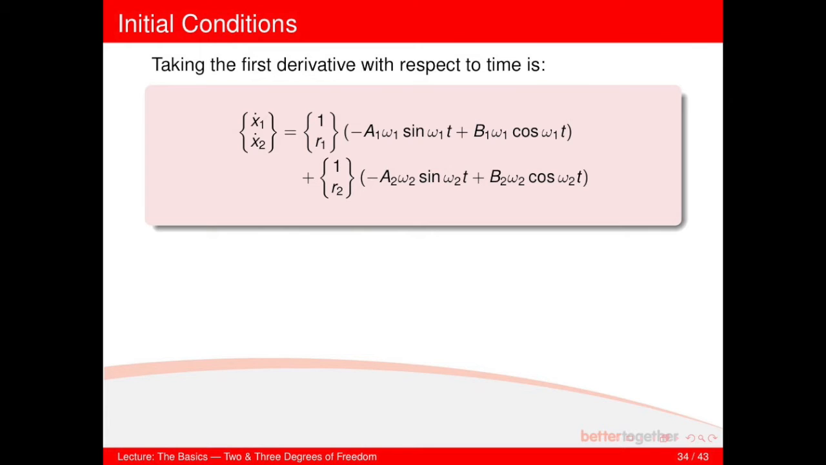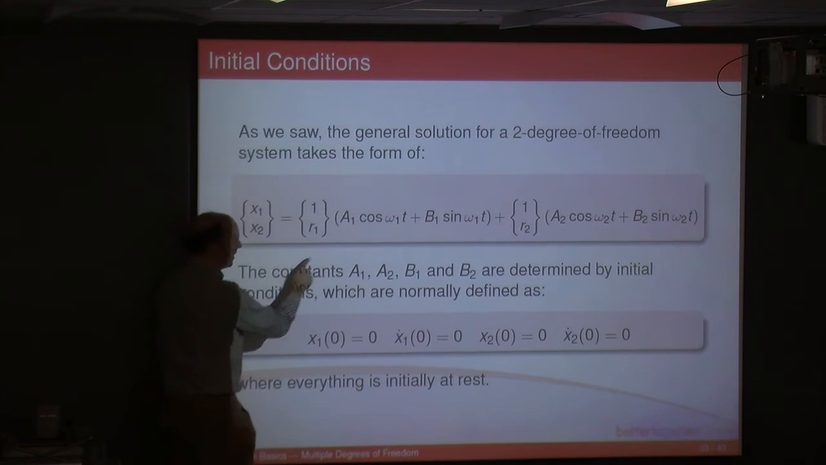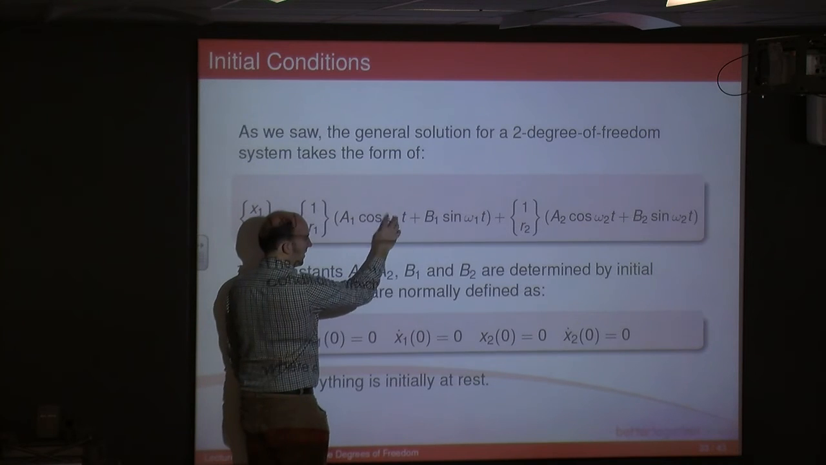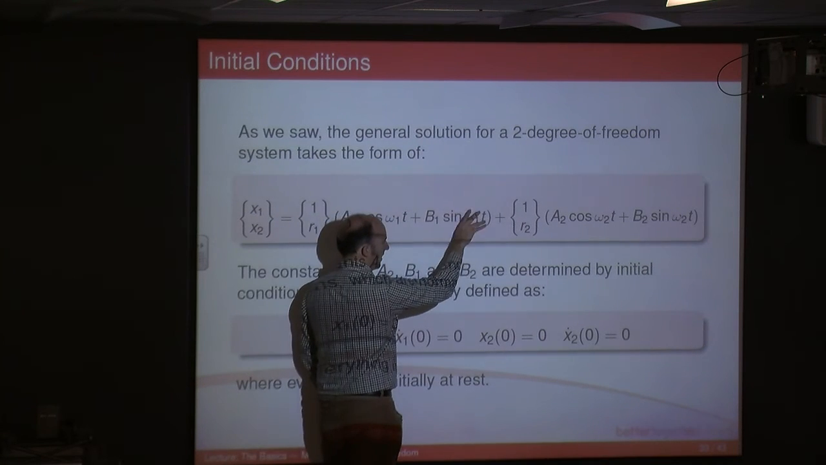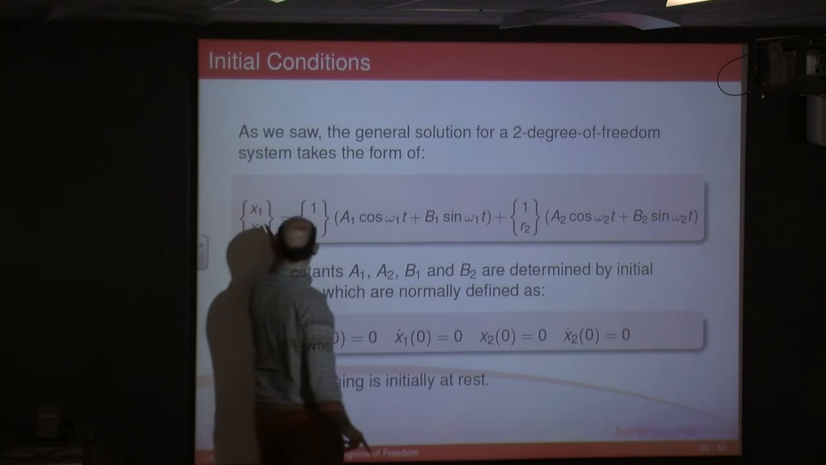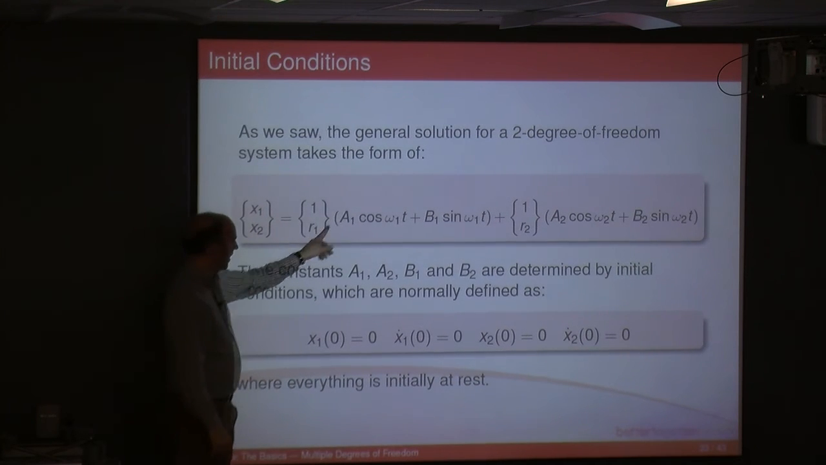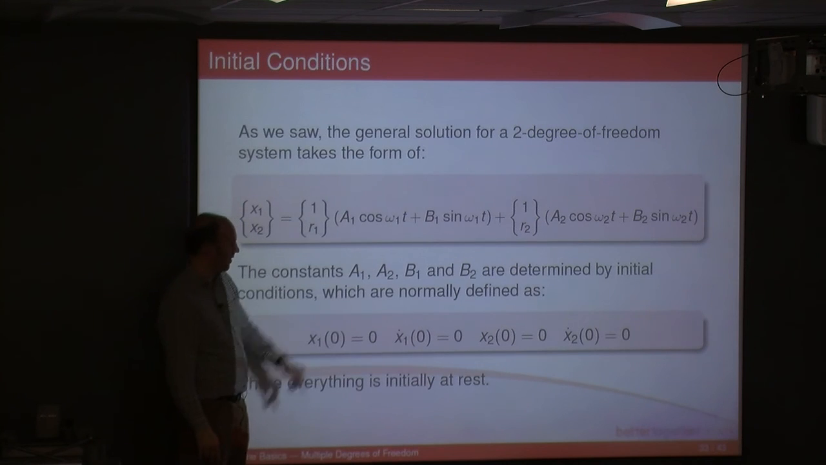And when t equals 0, for the displacement, cosine of 0 is 1, sine of 0 is 0, so that disappears, as does this term. And so we end up with x1 at time equals 0 equals A1 plus A2, and x2 equals r1 A1 plus r2 A2.